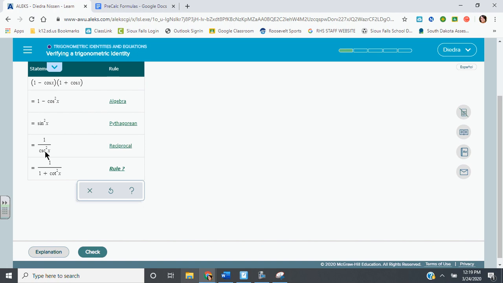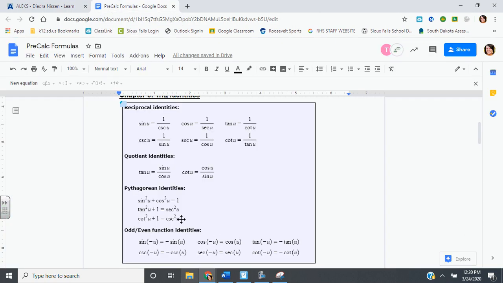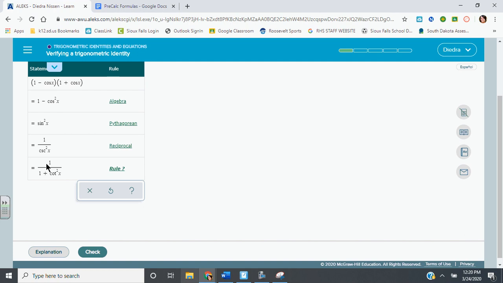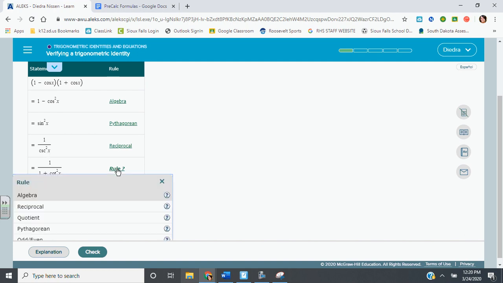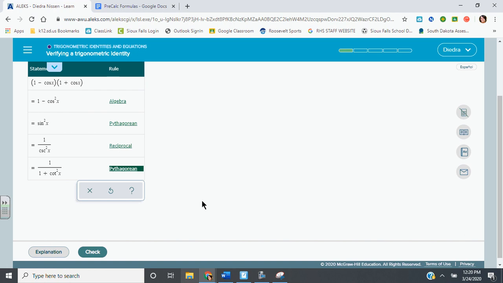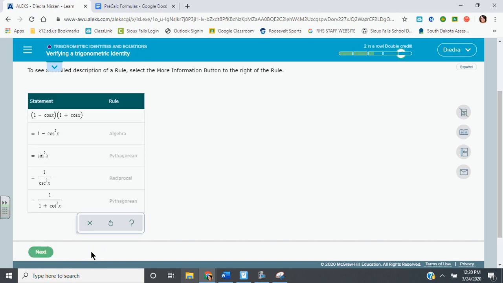And then I need to end up with 1 plus cotangent squared. Well, cosecant squared, again, if I recognize cosecant and cotangent, those are together in a Pythagorean identity. So anytime I have a cosecant squared, I can replace that with cotangent squared plus 1. And so I'm going to replace that denominator with that 1 plus cotangent squared, and I was using a Pythagorean identity to do that. And so then I'm going to go ahead and hit check, and correct.